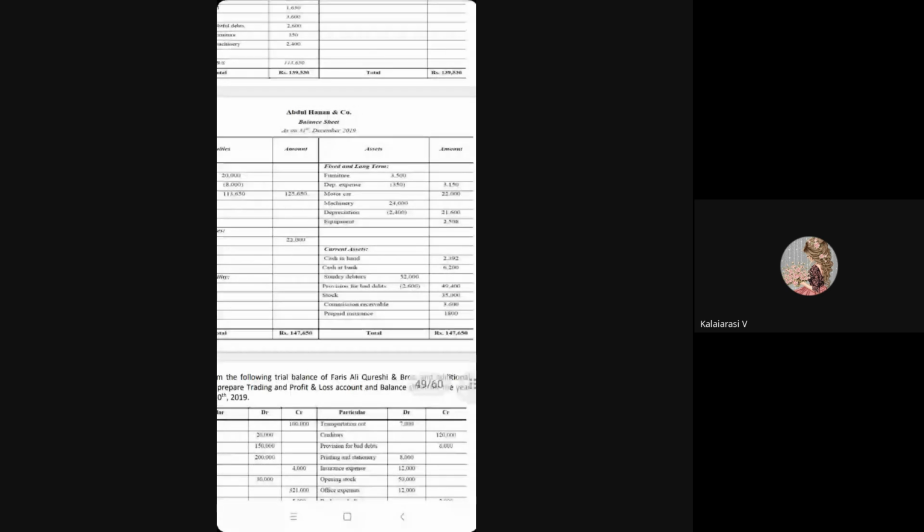Debtors less provision for bad and doubtful debts, you have to deduct it. Then stock, commission receivable. Commission receivable is earned but not received, treated as an asset. Then prepaid insurance. Ma'am, echo is coming. So you have to prepare like this.